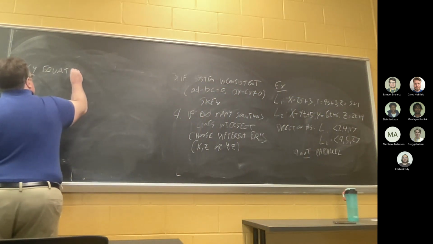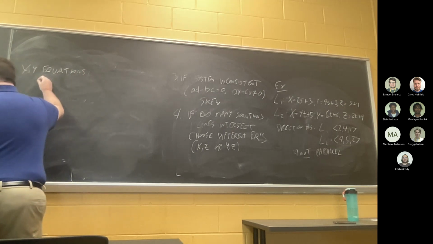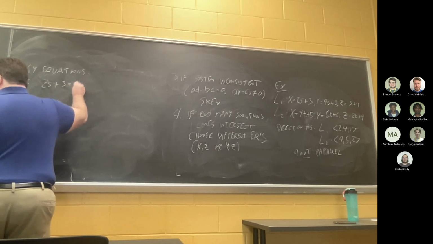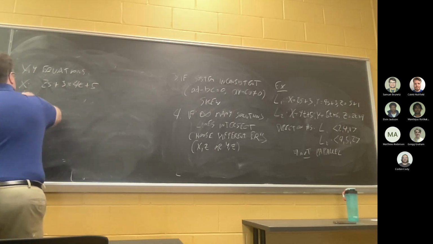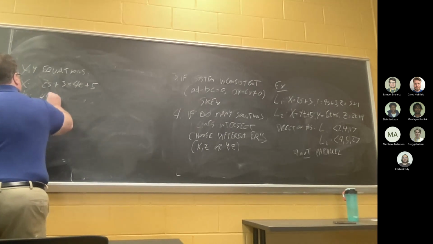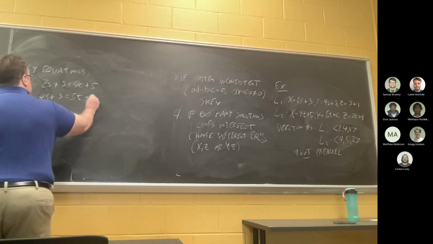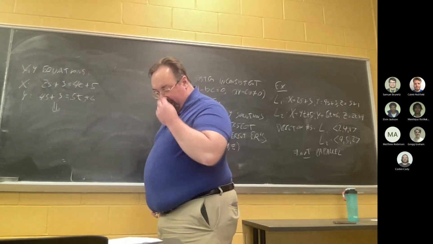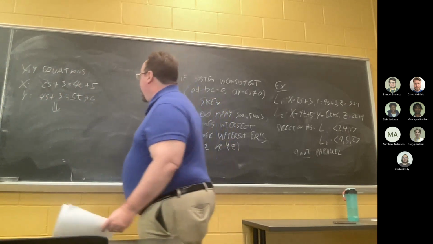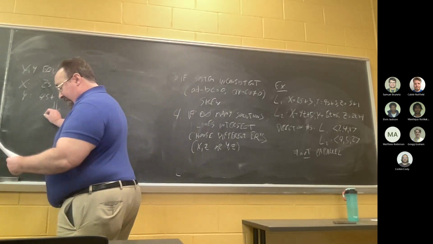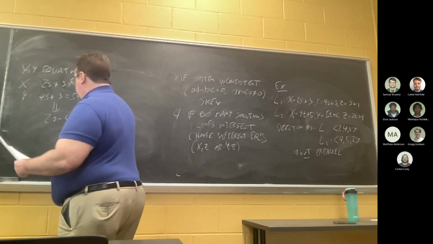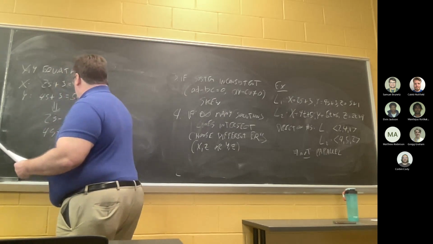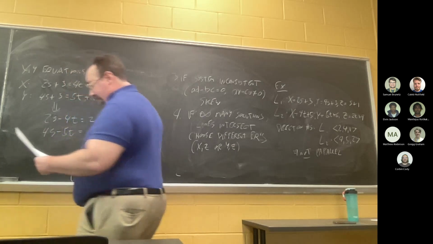Equate the X's and the Y's. For X, I have 2S plus 3 is equal to 4T plus 5. For Y, I have 4S plus 3 is equal to 5T plus 6. Then I write this in the form that I've been working with, where I have all the variable terms on one side and all the constants on the other side. So I have 2S minus 4T is equal to 2, and 4S minus 5T is equal to 3.